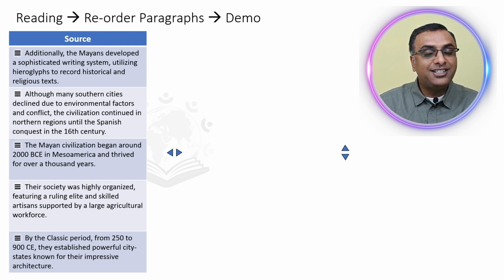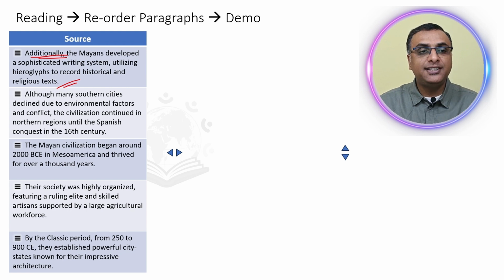Now, let's see the first sentence. Additionally, the Mayans developed a sophisticated writing system utilizing hieroglyphs to record historical and religious text. The clue over here is the word additionally. Generally, it will come in the subsequent sentences.